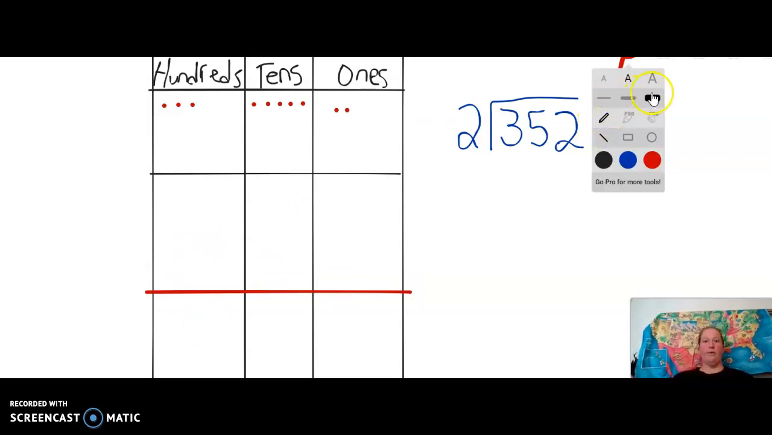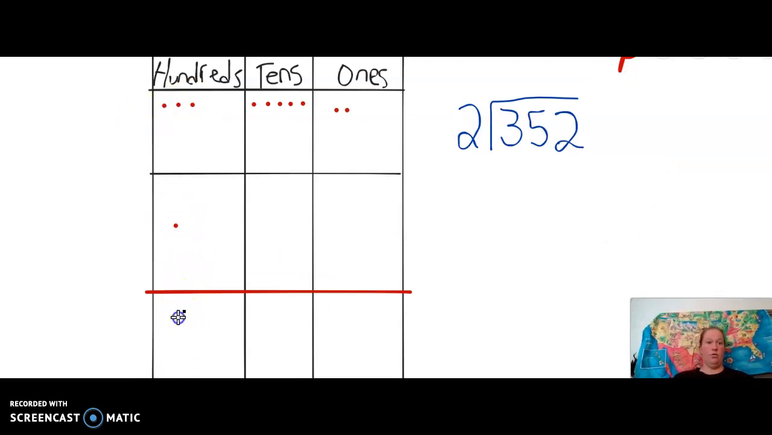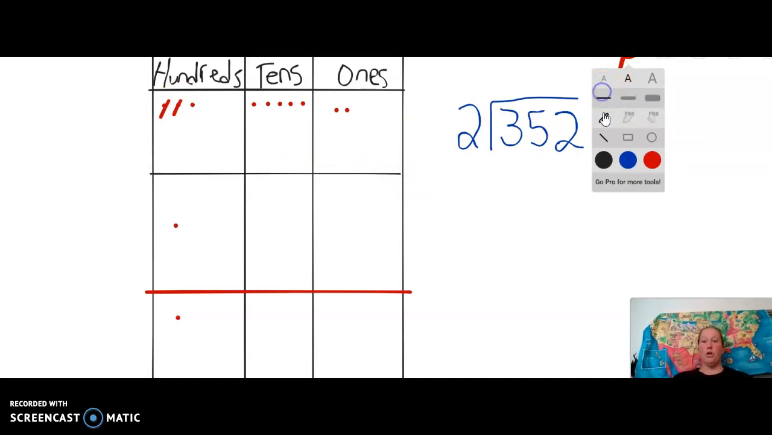Next step, we are going to break up those hundreds into our 2 groups. Okay, and let's do so evenly. We have 1, 2. Now, if you notice, I could only use 2 of them. I have a leftover 100. So I want to show you what we would do with this 100 right here.